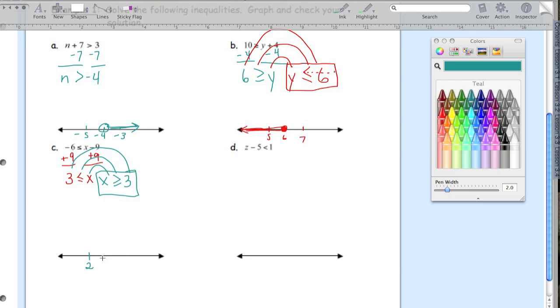I'm going to put 2, 3, 4 down. Closed circle because it can be 3, but it's also all the values greater than 3. So x could be 3 or anything higher. And we shade to the right.